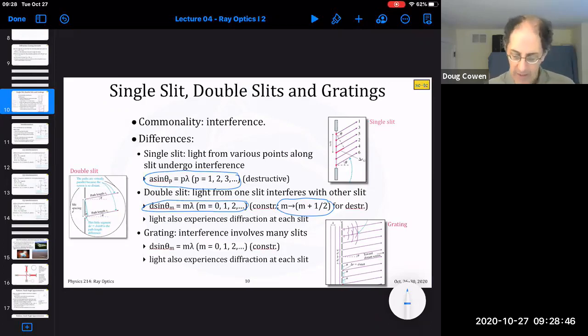And finally, for the grating, this was interference involving many slits. And the expression that we wrote down is very similar to the one for two slit interference. And this is, again, for constructive interference, for where the bright fringes are. The light also here experiences diffraction at each slit. And the light ends up being very bright at the fringes that it reaches by this N squared factor for a grating.